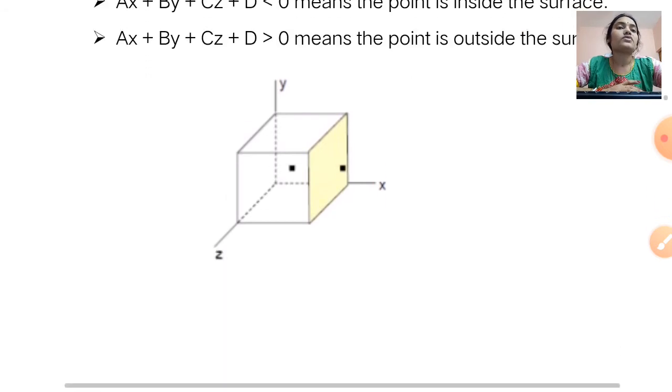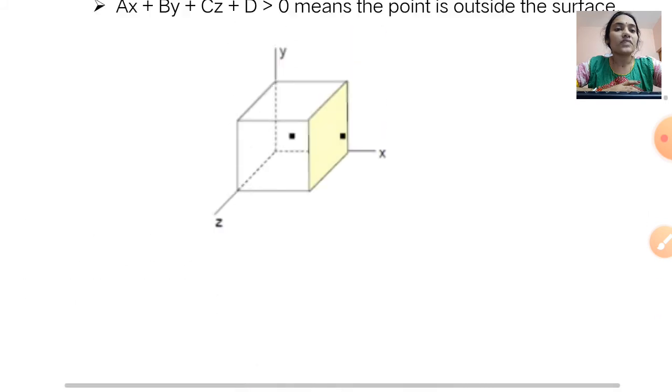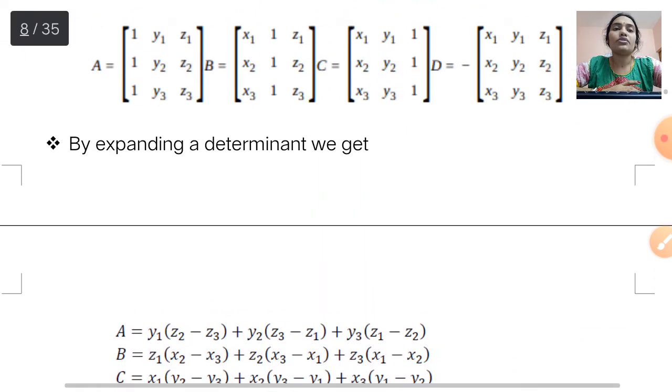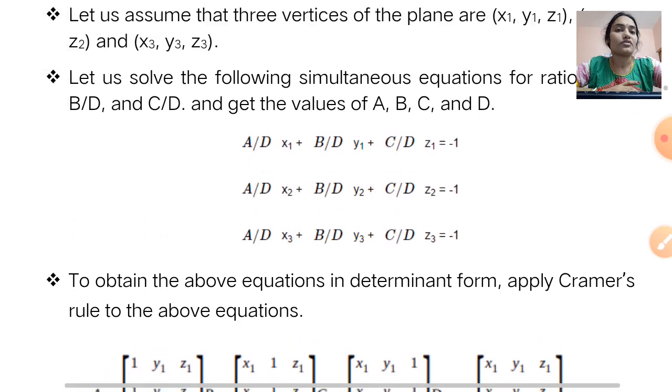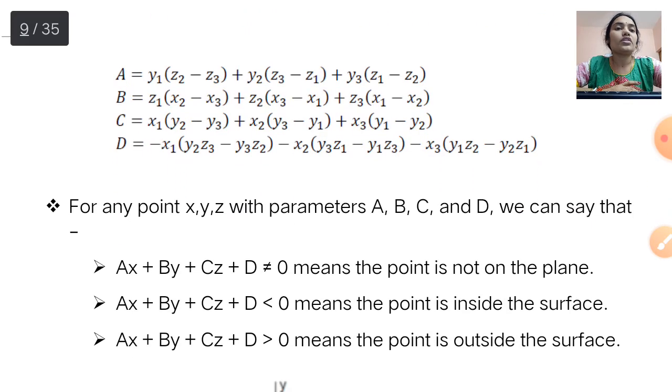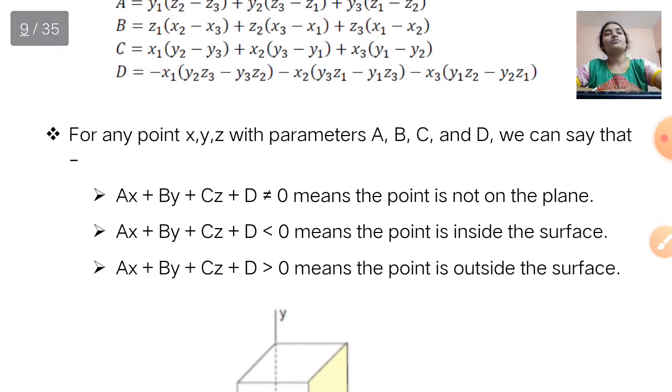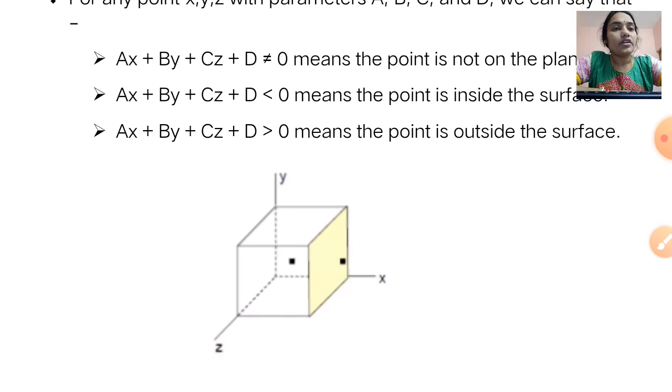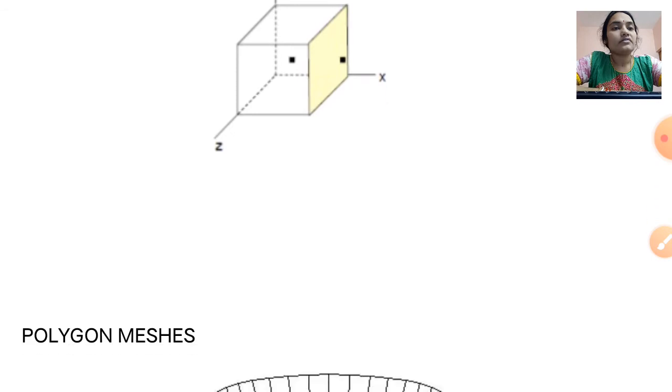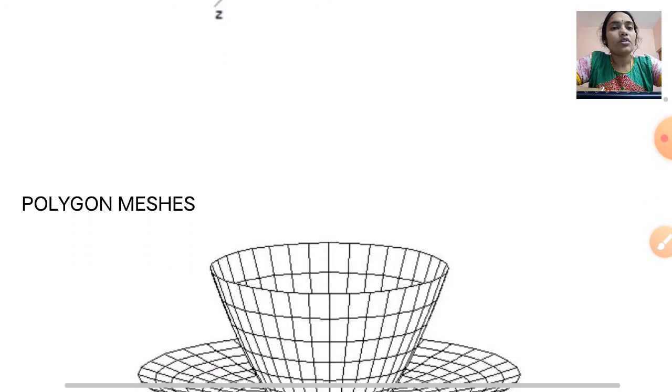Okay, so this is your plane equation of the polygon surface. Okay, do all of you clearly understand it? I hope you remember these things and note them down in your copy.